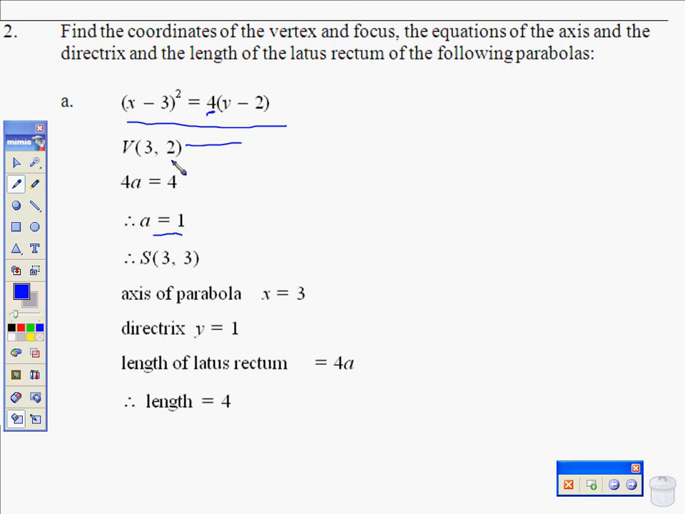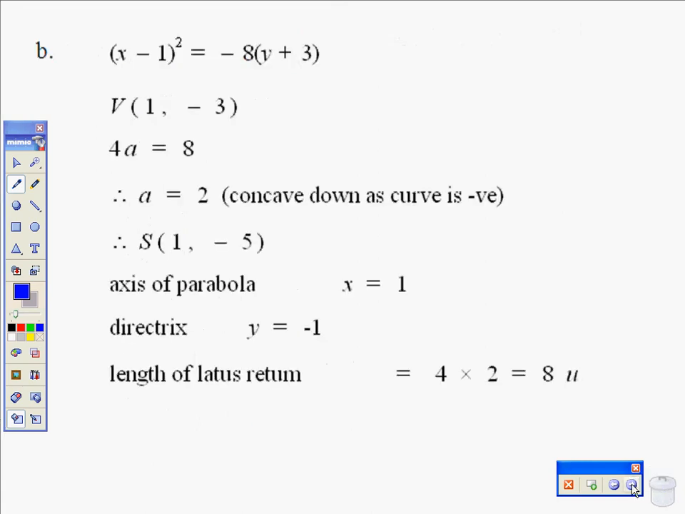So notice the vertex was at (3, 2). So the directrix y value now is equal to 1. Focus is 1 up, so it's 3. The axis of the parabola goes through the x value, so it's x is equal to 3. The length of the latus rectum again was 4a. So 4a is 1, so the length would be equal to 4.